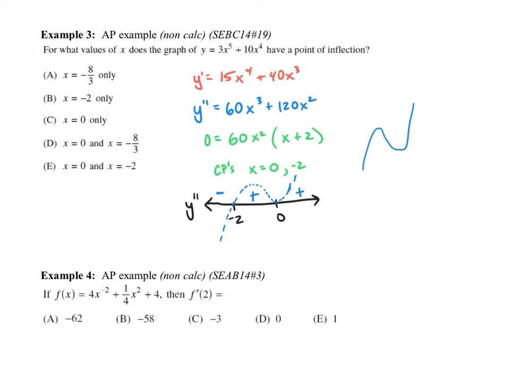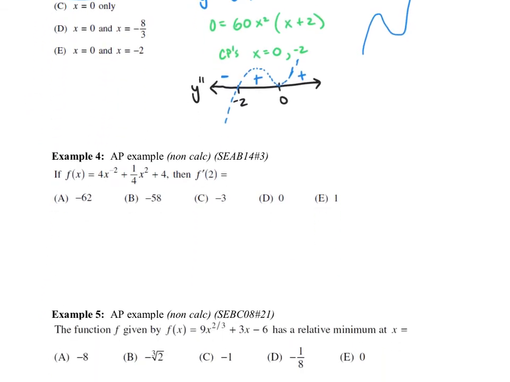So what are we looking for in a point of inflection? Well, again, we're looking for critical points, when the second derivative function equals 0 or is undefined, but also a sign change. So in this case, the only time that we have those conditions applied is for x equal to -2, which is option B.